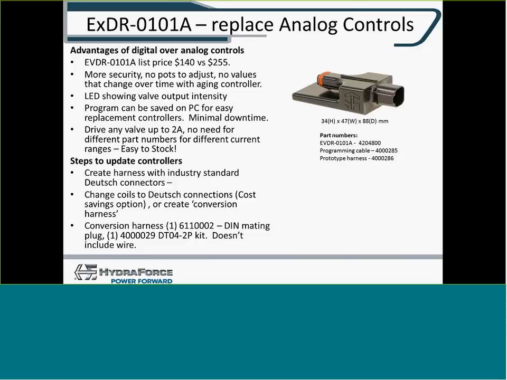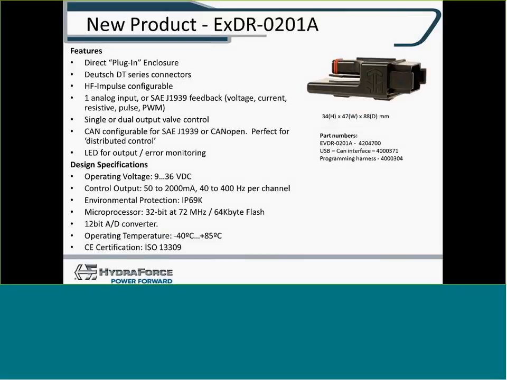On the HydraForce analog controls, we had a DIN-type connector output. Here are the steps to change from the DIN-type connector to a Deutsch-type connector to interface with this controller. You can harness with industry standard Deutsch connectors and change the coils to Deutsch-type connections. HydraForce offers coils with both DIN and Deutsch, so it may be just as simple to replace the coils on your valve. And then there's also a conversion harness you can build. Here are some part numbers available from HydraForce to build that connection, going from a DIN-type connector to a mating Deutsch-type connector.